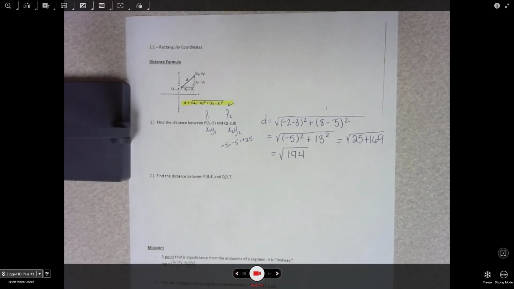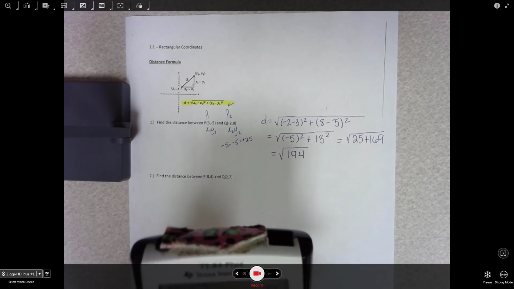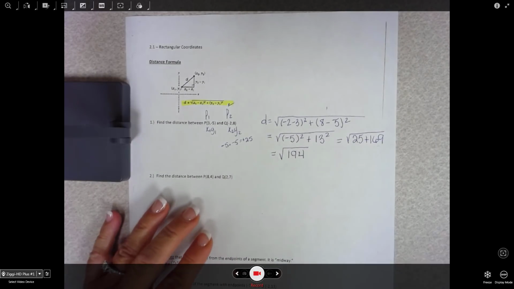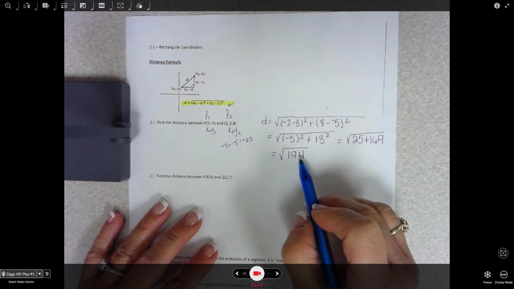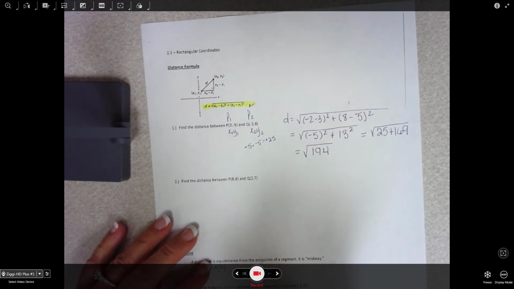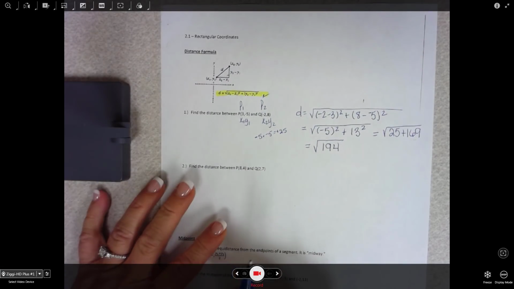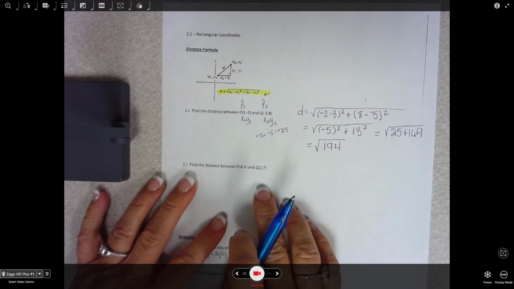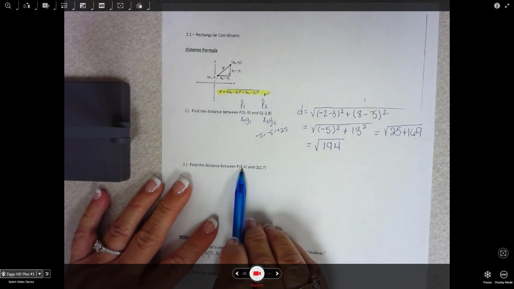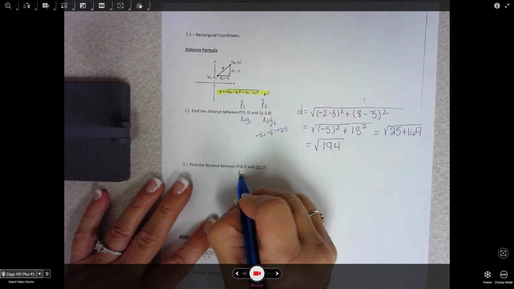It's going to be somewhere between 13 and 15. Let's see what 14 times 14 is. 196. So it's just shy of 14. Doesn't matter. We're just learning how to apply the formula. So why don't you do this one and then check it with the video. Finding the distance between these two.